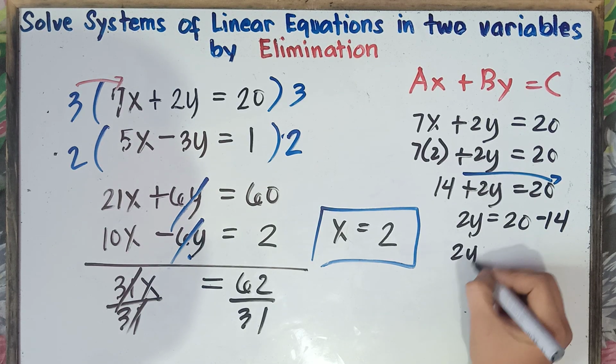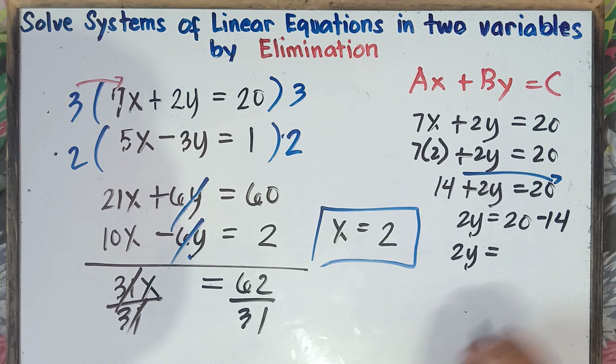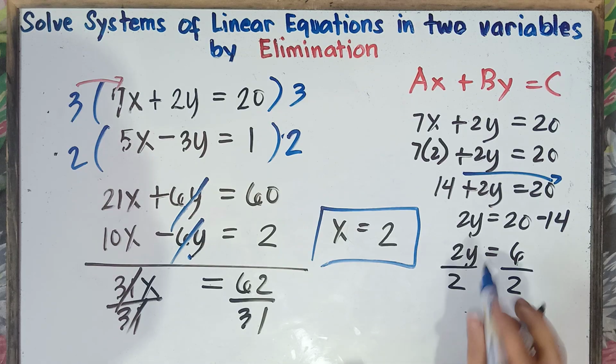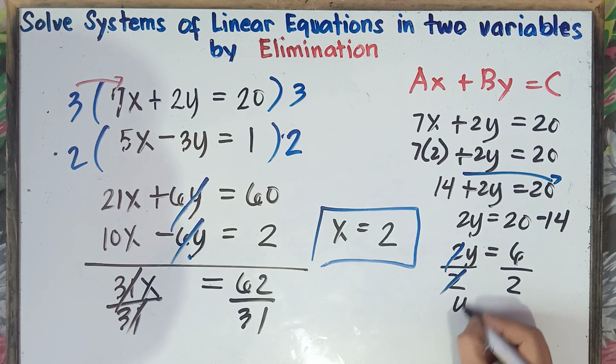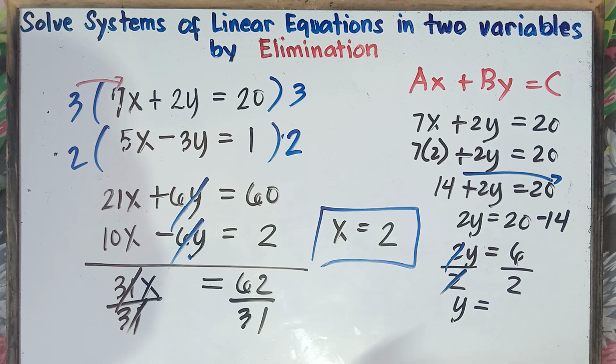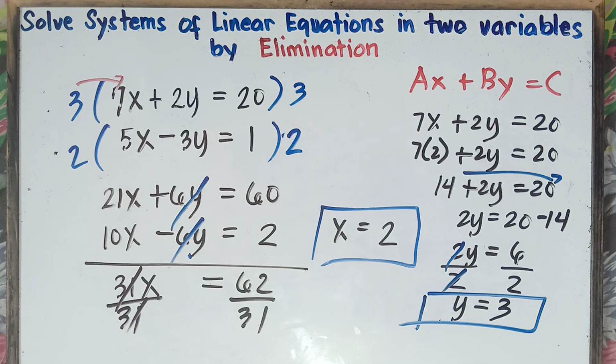Alright, and then copy 2y equals 20 minus 14. That would be 6. To get the value of y, simply divide both sides by 2. Divide by 2. Cancel this out. And the value of y is equal to 6 divided by 2. That would be 3. And then you're all set, class. That's the answer, class, with regards to example number 6.